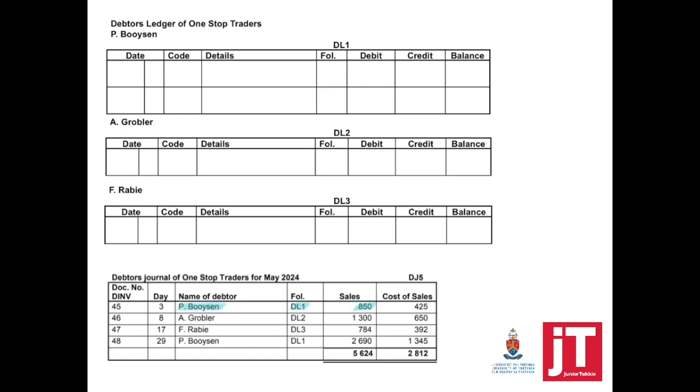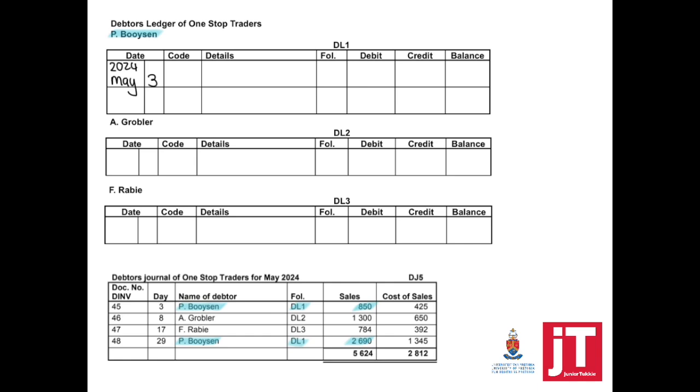There were no opening balances, so we start with the first debtor, P. Boyson. And as mentioned earlier, this debtor purchased from us twice. So this must be in date order. You cannot start with day 29 and then enter day 3. It must be in date order. So if we look at the debtors ledger, date, always start with the month in which we are busy. We are busy with May 2024. The first transaction happened on day 3.